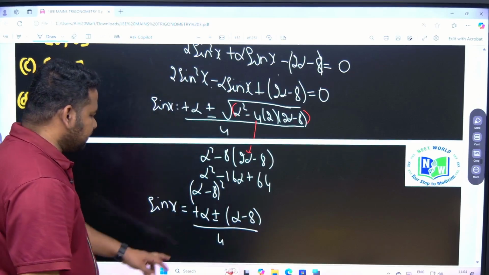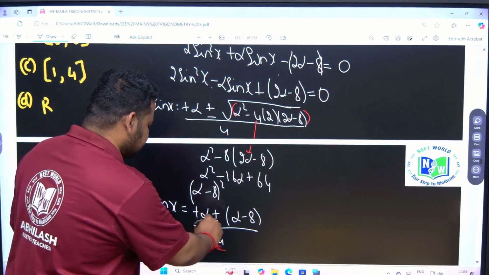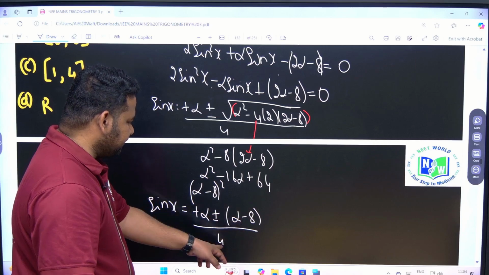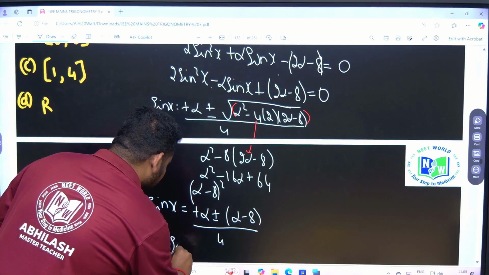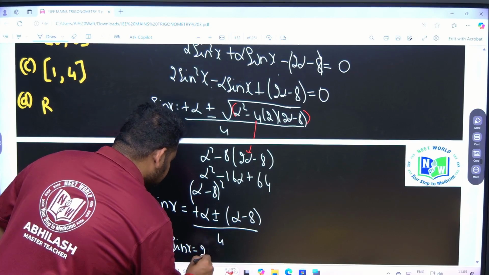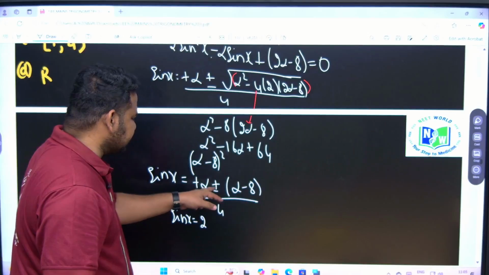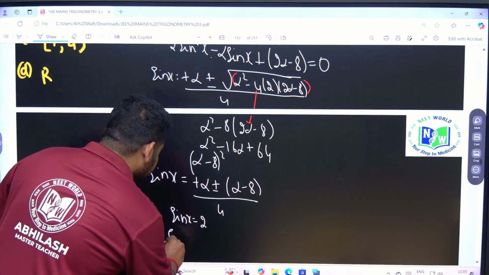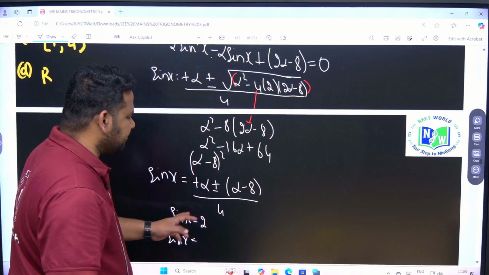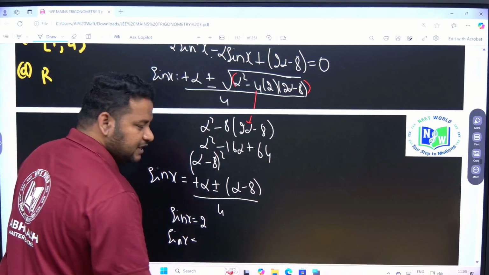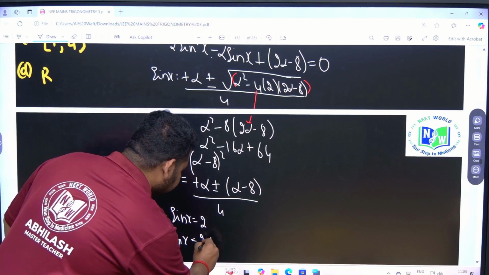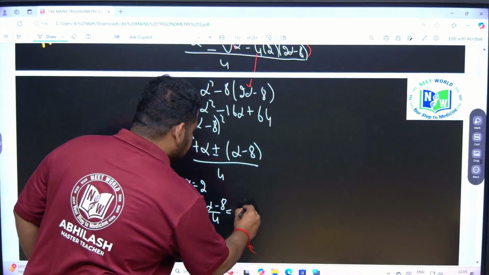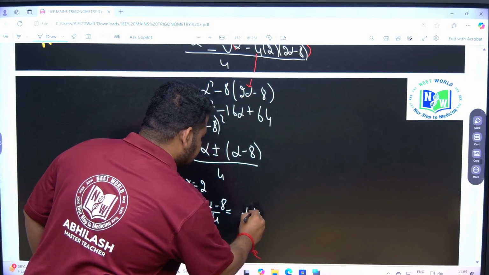Now if I write minus, what will I get? I will get alpha minus alpha minus 8 by 4. I will get sin x as 2. If it is plus, alpha is 2 alpha minus 8. So sin x will be 2 alpha minus 8 by 4, that is nothing but 2 alpha minus 8 by 4. If I take 2 common, this will become alpha minus 4 by 2.